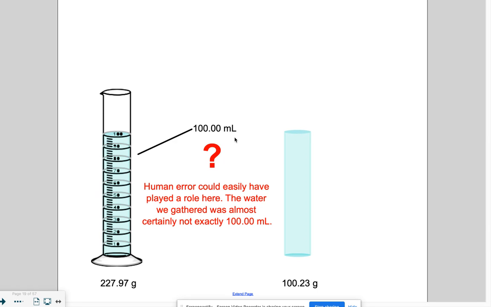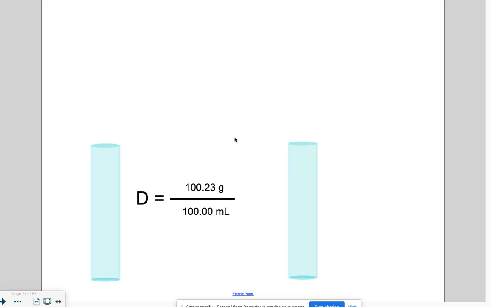We have to remember that we filled that graduated cylinder, and we are humans, and human error always plays a role. We can almost certainly say that we do not have exactly 100.00 milliliters of water in there. Okay, but going with that, that is our best assumption at this point.